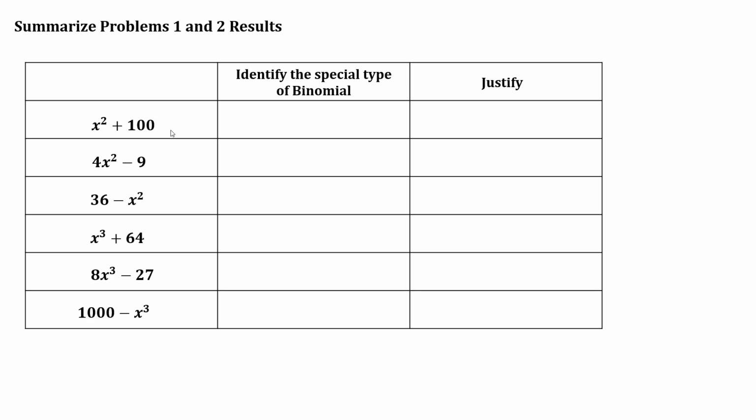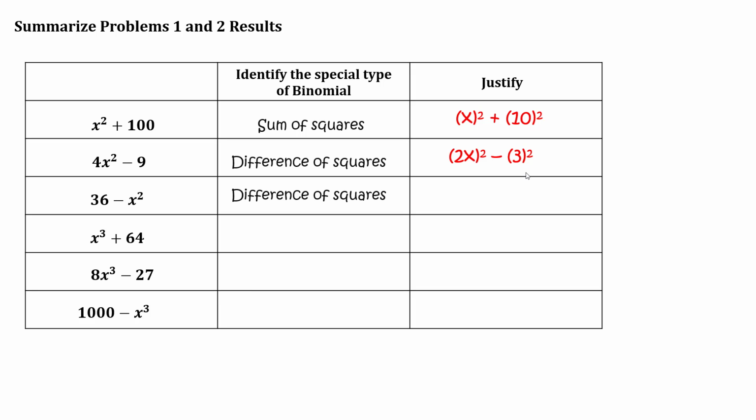So x squared plus 100 we said was a sum of squares. And the shorthand justification for why it's a sum of squares, if you don't want to write out everything we wrote out, you can write it's x squared plus 10 squared, right? And then it's plus, so you have a sum of squares. 4x squared minus 9 is a difference of squares, and the justification would be it's 2x squared minus 3 squared. 36 minus x squared is a difference of squares, so it would be 6 squared minus x squared.